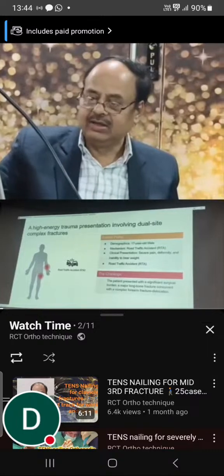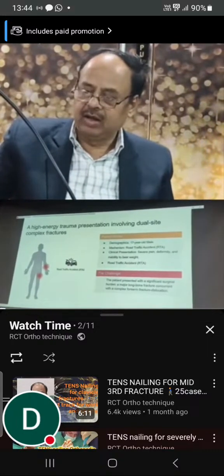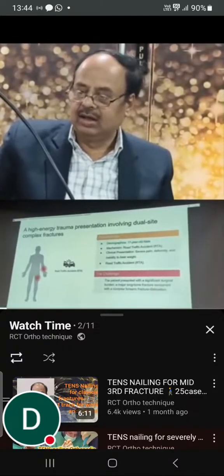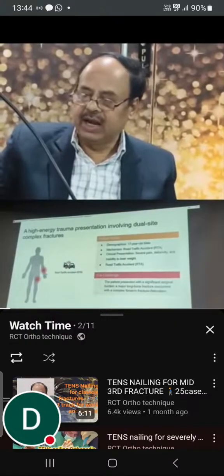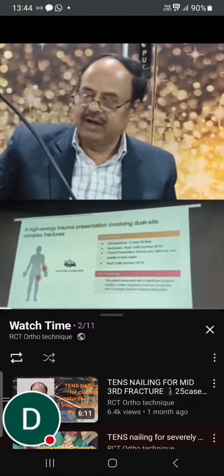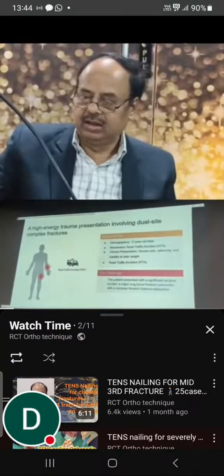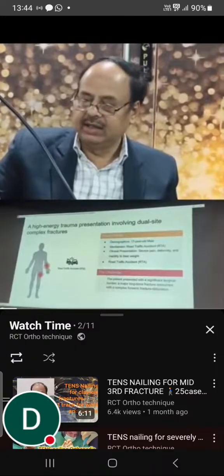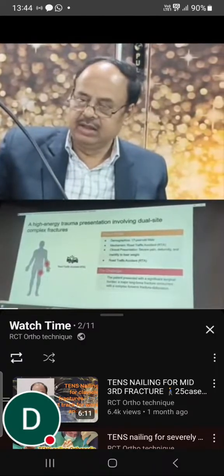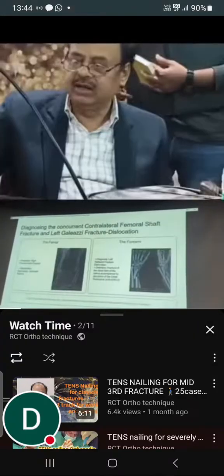A 17-year-old man, road traffic accident was the mechanism of injury. Clinical presentation: severe pain and deformity, and inability to bear weight on the right side, whereas on the left side he had a Galeazzi fracture. The challenge was that the patient presented with significant surgical burden: a major long bone fracture concurrent with a complex forearm fracture and dislocation, which we call the Galeazzi fracture and dislocation.